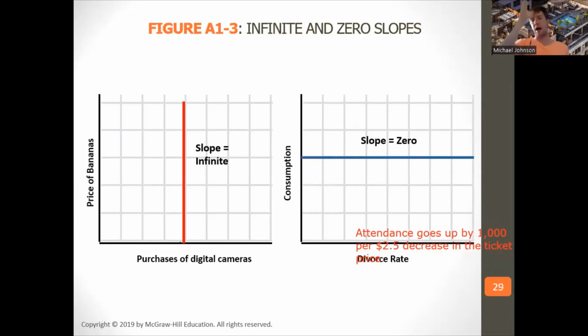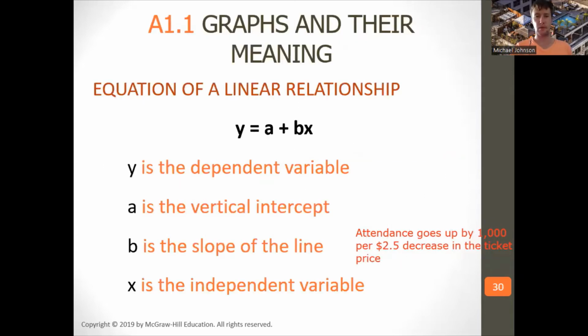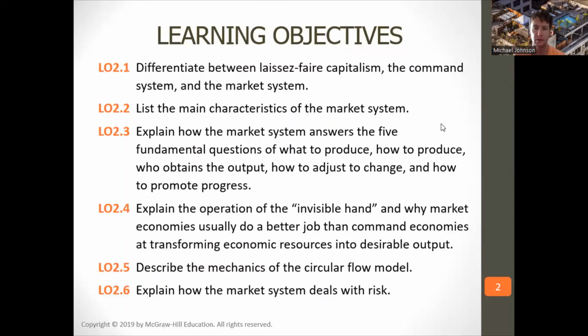So if it's a vertical line, the slope is infinite. We'll never know what the slope is. But if the slope is flat like this, horizontal, the slope is zero. So the graph is in the form y equals a plus bx. Y is the dependent variable, a is the vertical intercept, b is the slope of the line, and x is the independent variable. Then there's the invisible hand, market economies doing a better job than command economies, and the circular flow model and how the market system deals with risk.